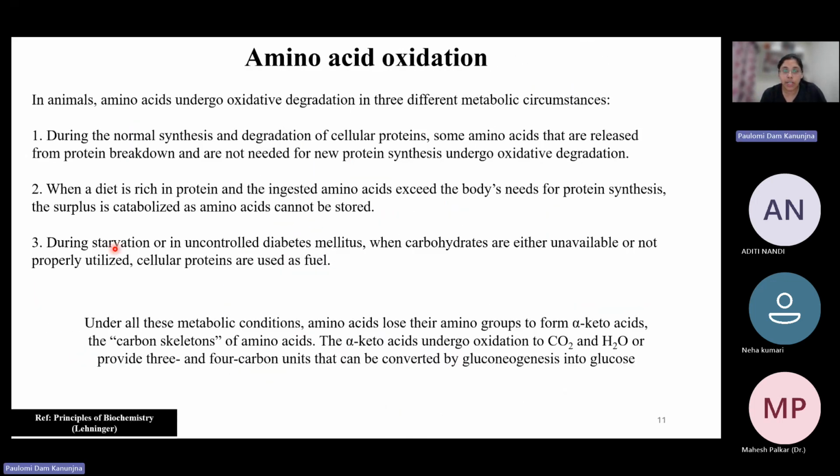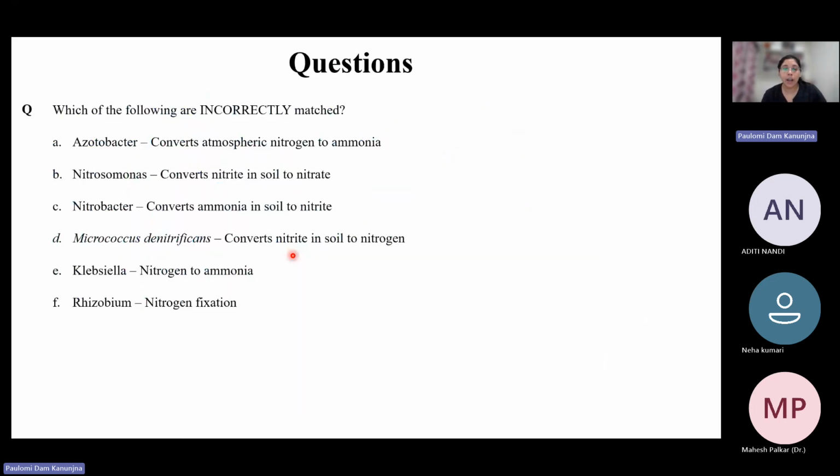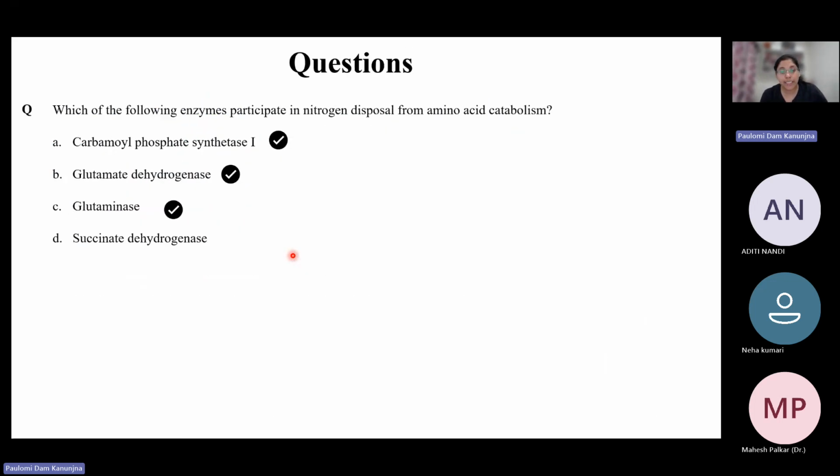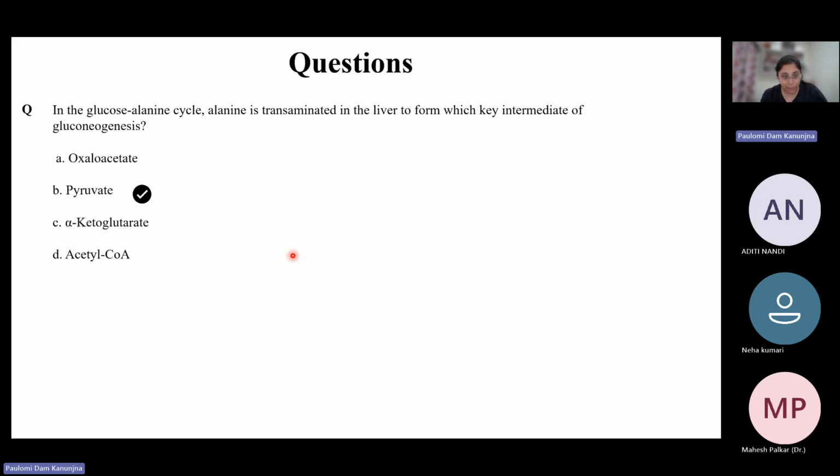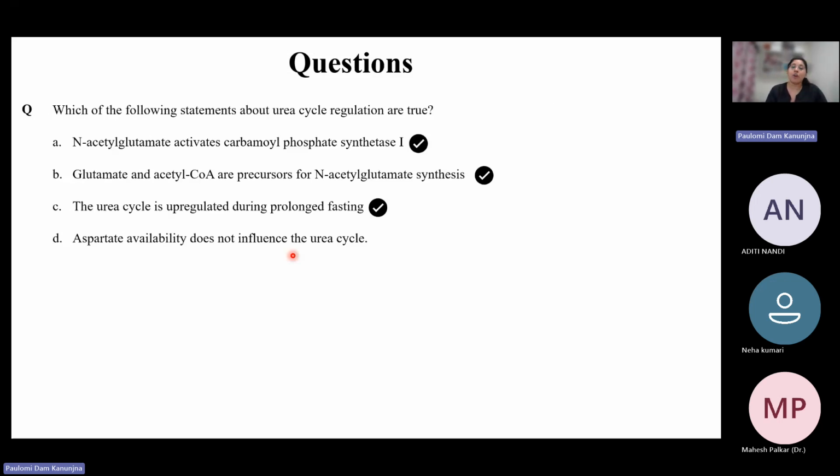During starvation or in uncontrolled diabetes, when carbohydrates are unavailable or not utilized properly, cellular proteins are used as fuel. So the more cellular proteins are used in starvation, the more proteins are degraded to form amino acids. Amino acids degraded will form ammonium. We have established that breakdown of protein and amino acids gives you energy, yes, but it is also generating lots of ammonium. Ammonium is toxic to our tissues, our cells. We know that, and ammonia needs to be excreted.